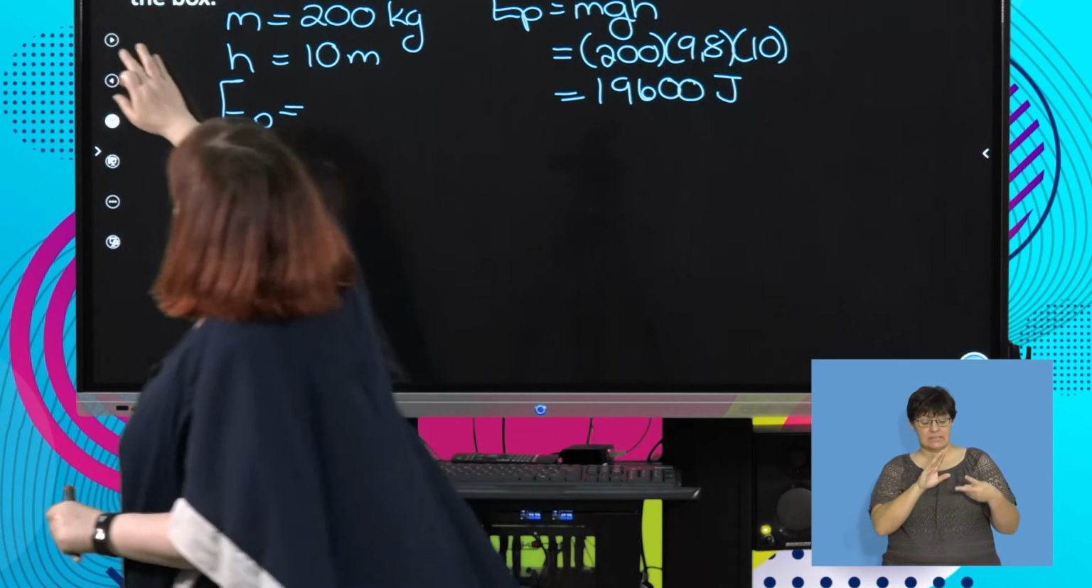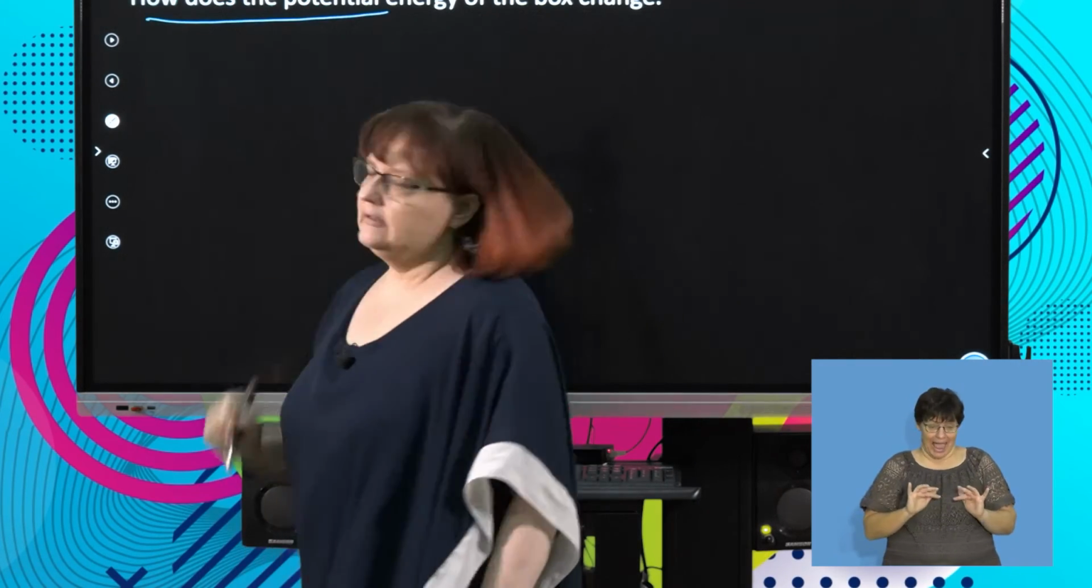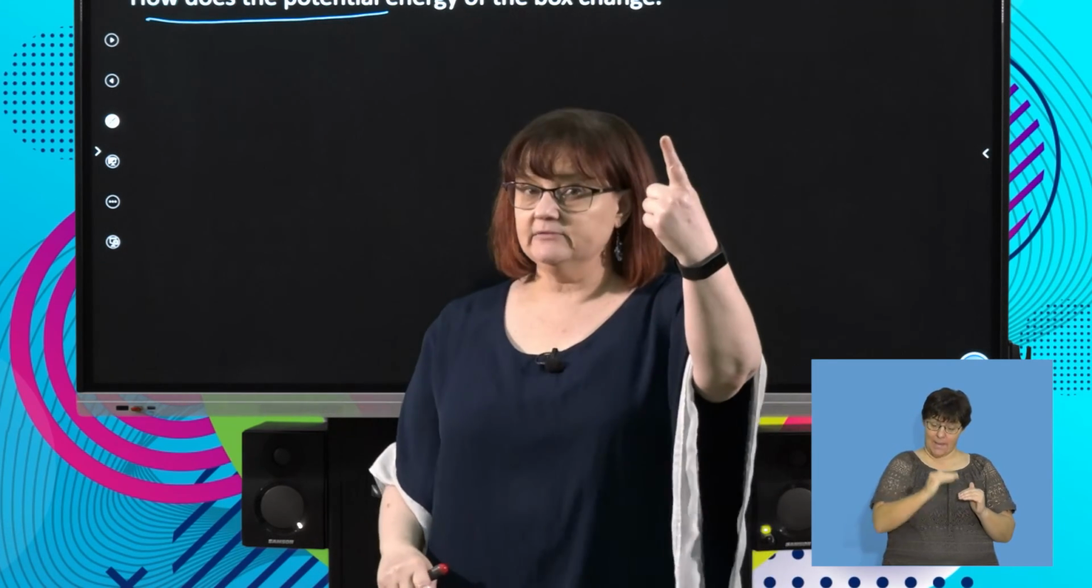Second part of the question. They now tell you that it's lifted to a height of 20. And they want to know how the potential energy changes. Now, you've got to be careful. They haven't asked you what is the new potential. If they did that, then it's easy. We could just put everything into the equation, get an answer. They asked, how does it change? This is asking you, does the potential energy get bigger or smaller? And how much does it change by?